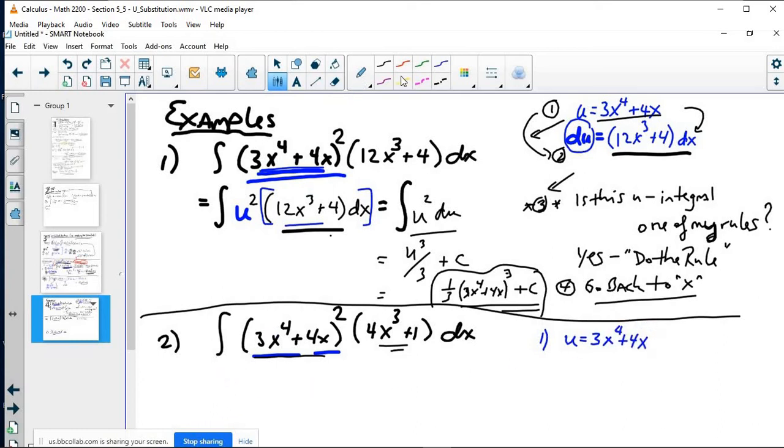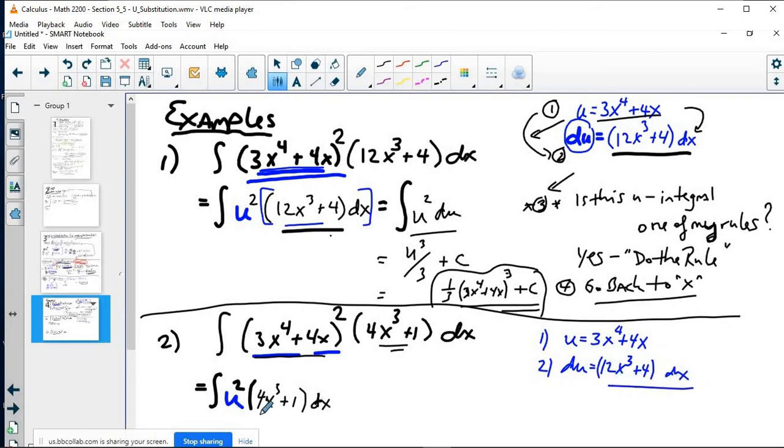Okay, so I'm going to end up with the integral of u squared again. But this time I have a slightly different thing here. This is 4x cubed plus 1. And then when I take the derivative over here, I get the same thing. I mean, it's the same function, I better get the same thing. So I get 12x to the 3rd plus 4 dx.